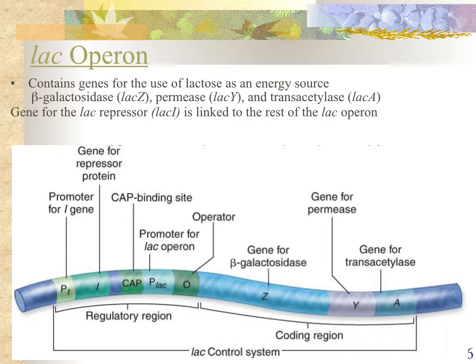Okay, and so the operator and CAP binding sites are recognized by DNA binding proteins, and there are two promoters here. One promoter is essentially always turned on. That's the promoter for the repressor protein. And so the cell is always making the repressor.